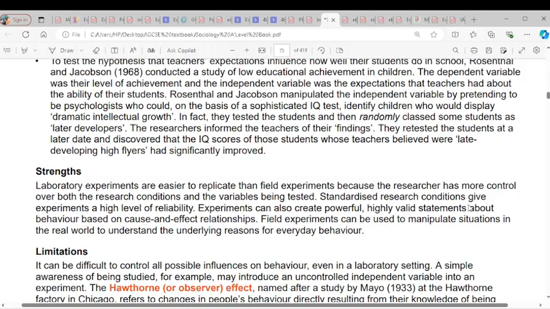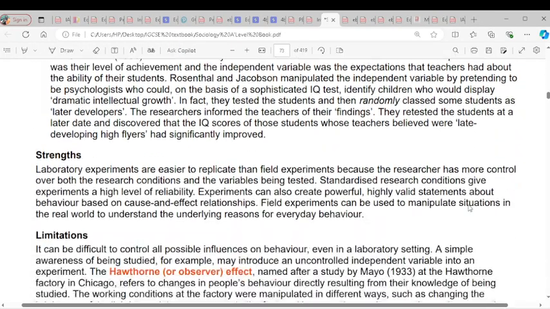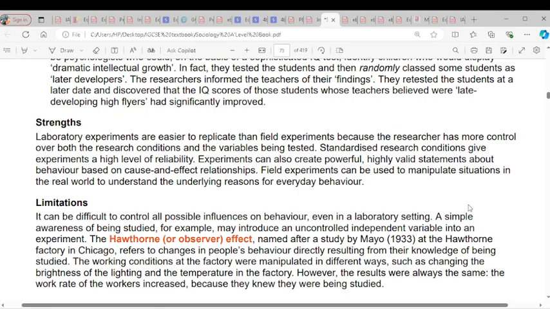So what are the strengths of field experiments? Laboratory experiments are easier to replicate than field experiments because the researcher has more control over both the research conditions and the variable being tested. The first strength about laboratory experiments is that you have control over it because you constructed it. The standardized research conditions give the experiment a high level of reliability, and the research procedures are always standardized. So it gives you more reliability.